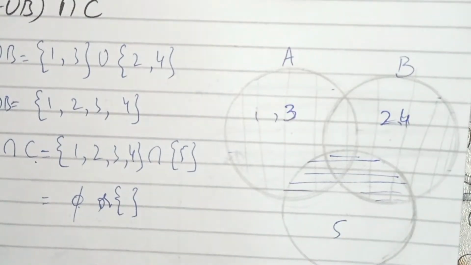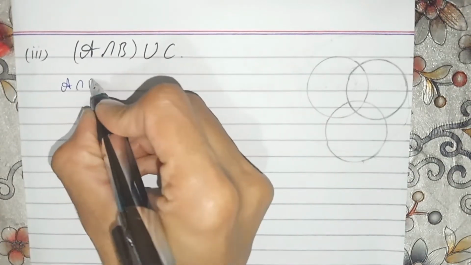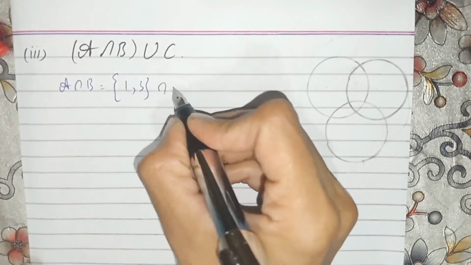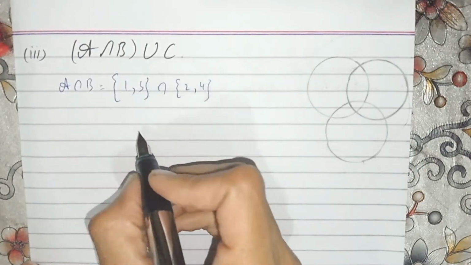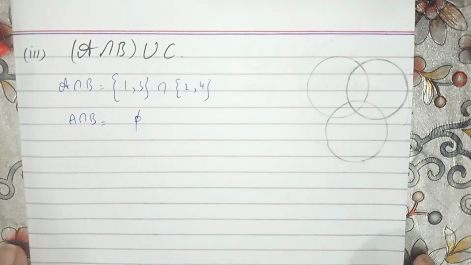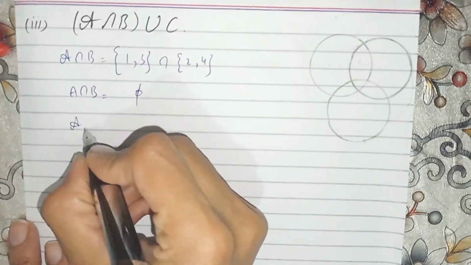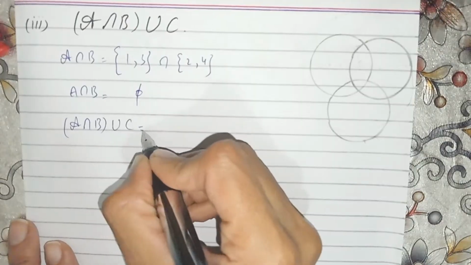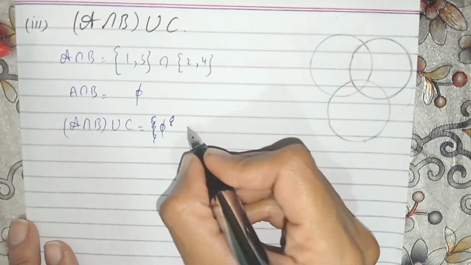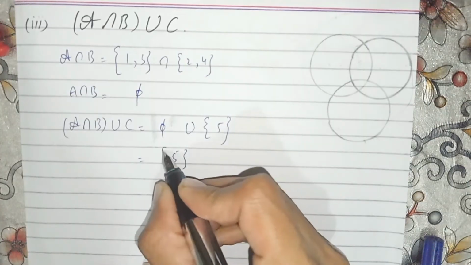Now students, part number B is solved. Now students, A intersection B. A is 1 and 3, and B is 2 and 4, and their common is nothing, this is the empty set. Now we have to take the union with C, so we can write A intersection B union C, the empty set union 5. Union of the empty set with 5, we get 5.